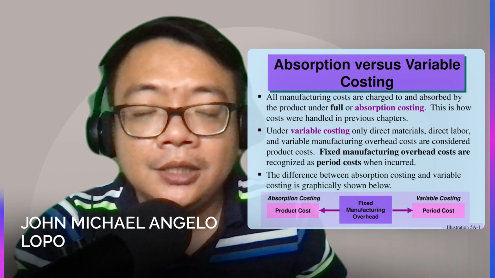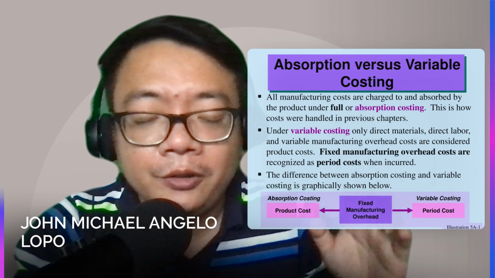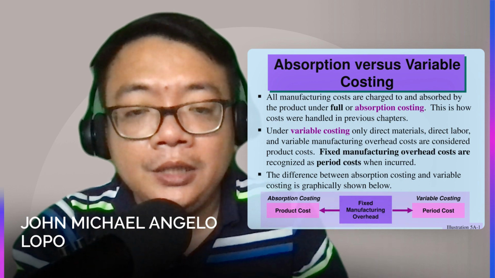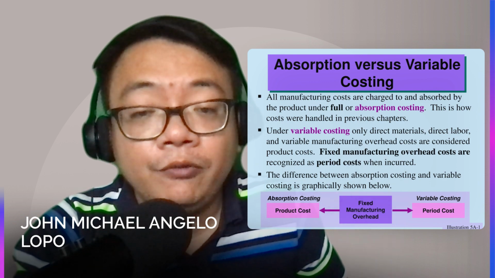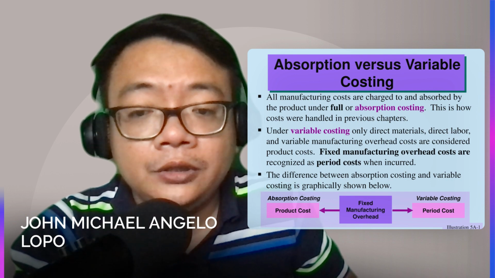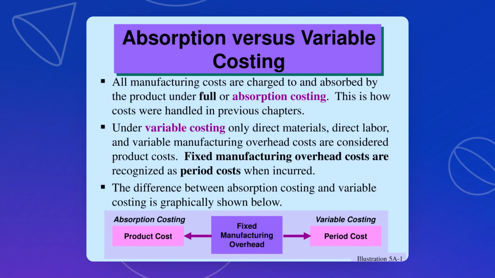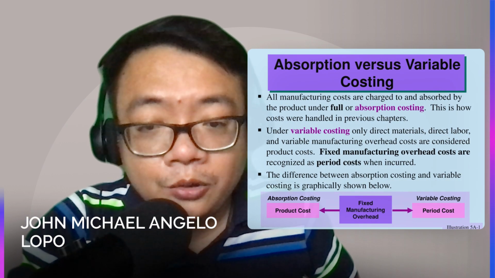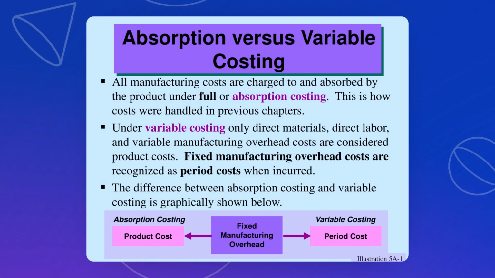Again, what is product cost? Product cost is your manufacturing costs, also known as inventoriable costs. Meaning, class, they are all to be part of your inventory. While in the variable costing, please take note of the highlights: fixed manufacturing overhead is recognized as period costs. Yes, class, it is recognized as part of the period costs when incurred. Meaning to say, the difference between absorption costing and variable costing is your fixed manufacturing overhead.